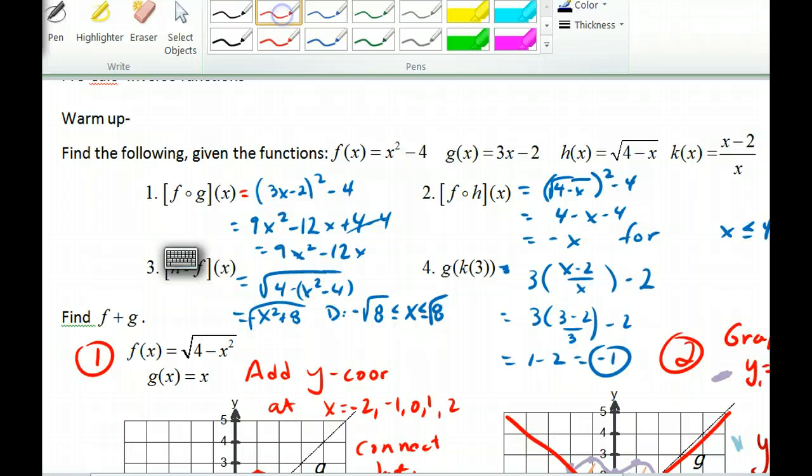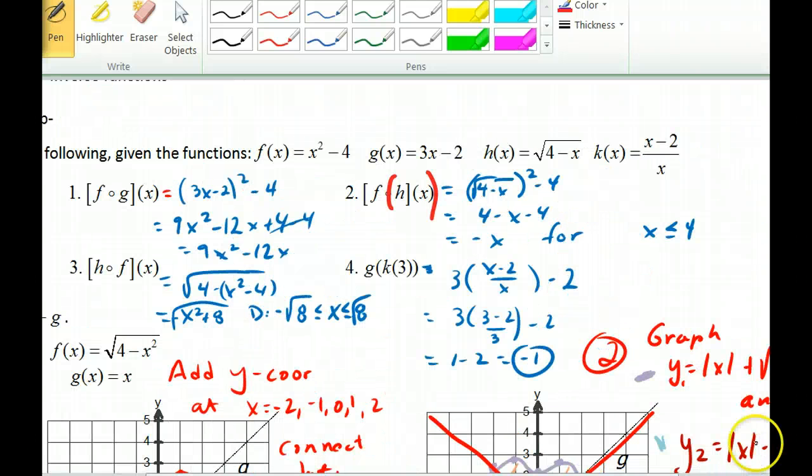wherever we see this circle here, we're going to put a left bracket. That means we're going to put the h function into the f. And that's what we did there. And when we simplify, we get negative x. Now you got to check your domain for that one too. That would be for x less than or equal to 4 because when we started, that's what we needed. So the inside function we had to deal with.